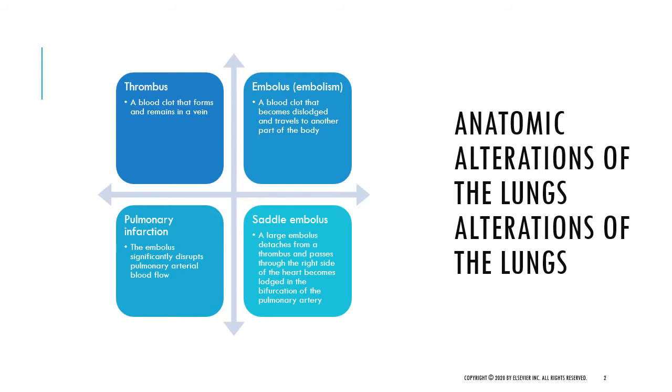First, we'll talk about pulmonary embolism. A blood clot that forms and remains in a vein is called a thrombus. A blood clot that becomes dislodged and travels to another part of the body is called an embolus or embolism.